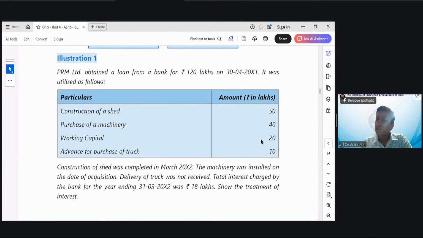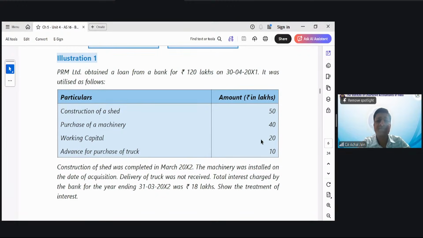So I'm slightly confused with your response. What is your final answer? Means, do you say that it's going to be capitalized? So what is your answer? Are you capitalizing it, or are you taking it to P&L, or are you doing this sort of mixed thing, which I think most of you are answering?